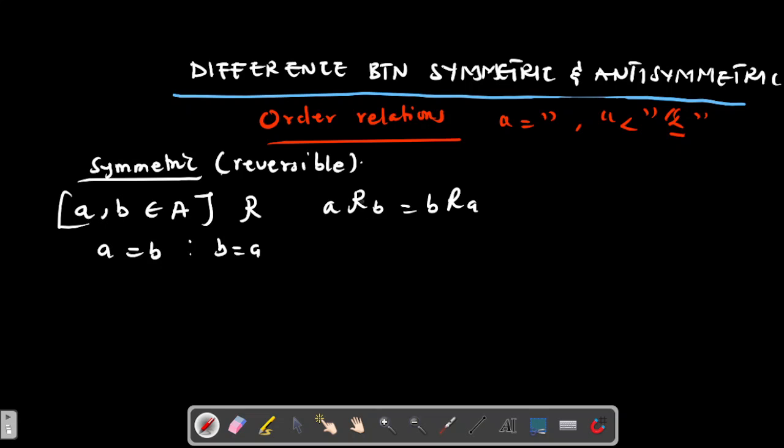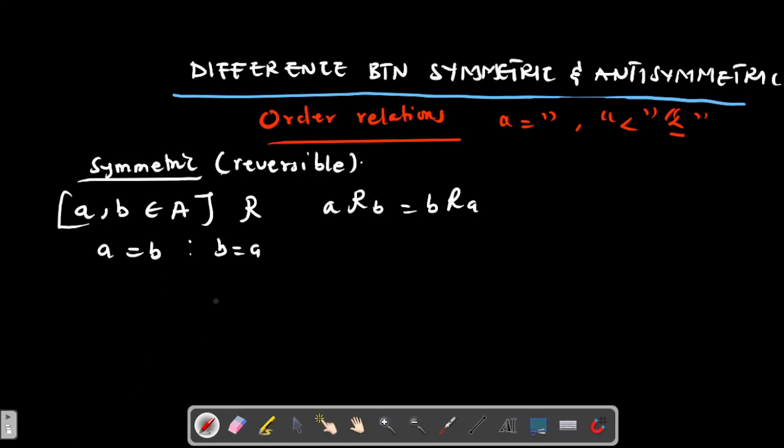The R here stands for any relation: equal to, less than, or any relation of a sort. So if the first number is related to the second number in this way, then if I remove the first from its position and put the second there, like B relation A, it should always make sense and hold. So it's talking about reversibility. The equal to sign is a typical symmetric relation, so any two items related by the equal sign would be equal in the opposite direction.